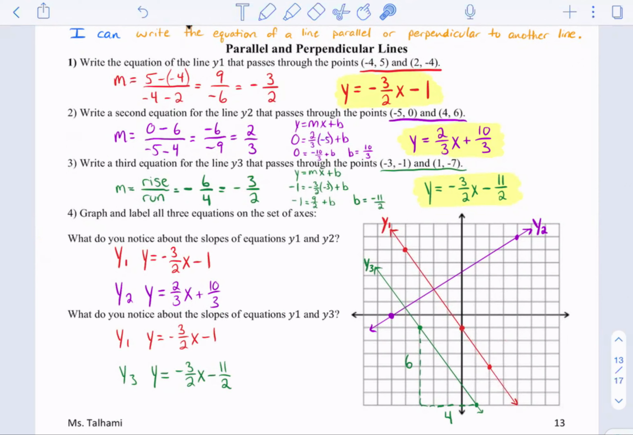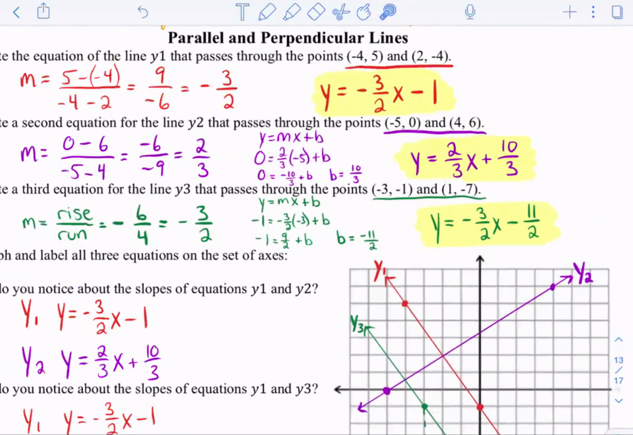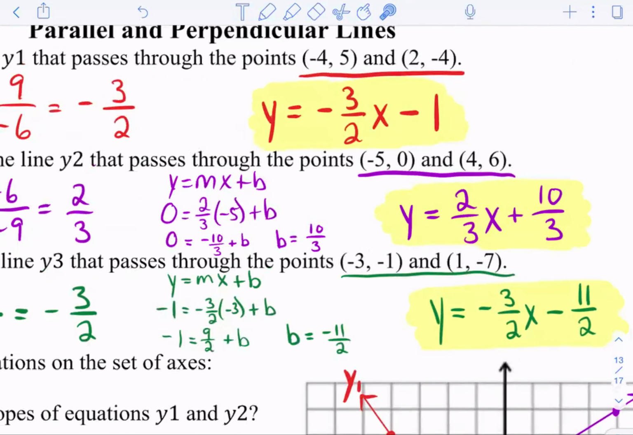Then for the second one, for negative 5, 0 and 4, 6, I kind of did the same thing. I used the slope formula to find the slope. But then when I was looking at this line, the y-intercept was a little funky here, so I actually did some math. I'll zoom in for you to see the math here. So I used the equation y equals mx plus b. I plugged in my slope, which is 2/3. And then I used one of these 2 points.